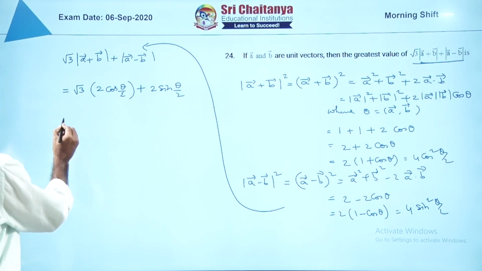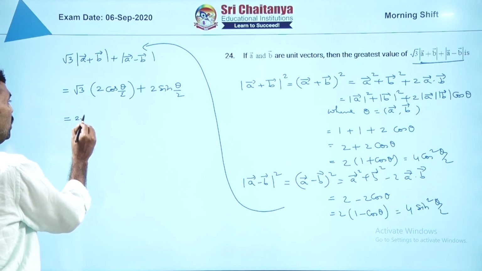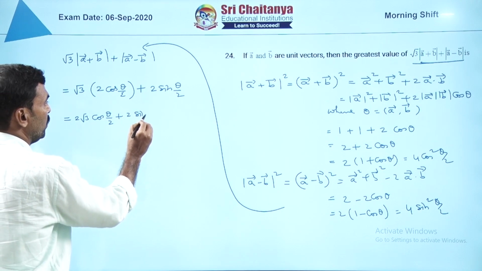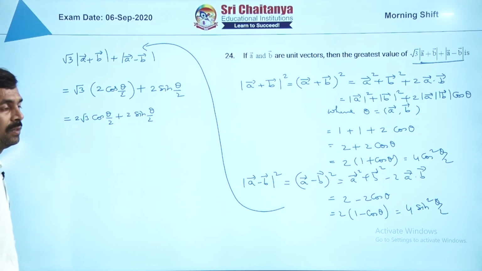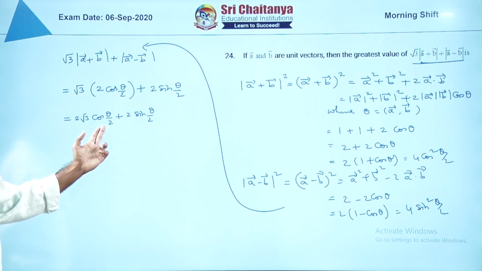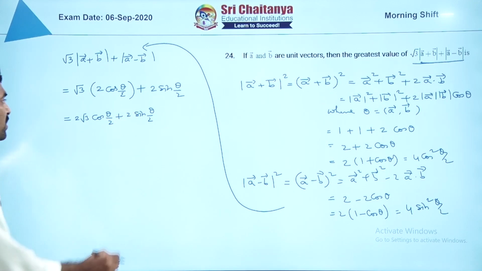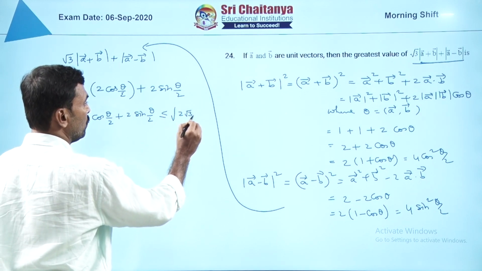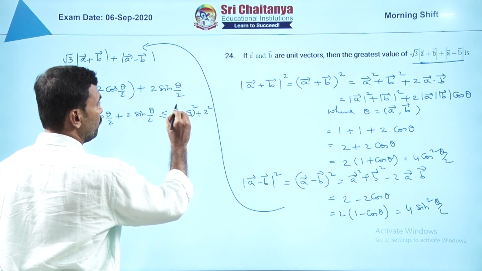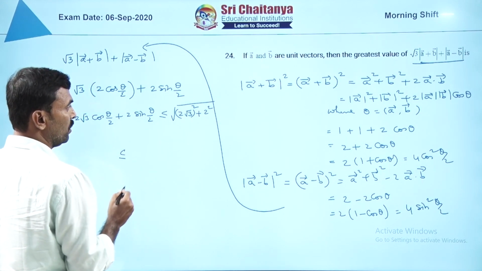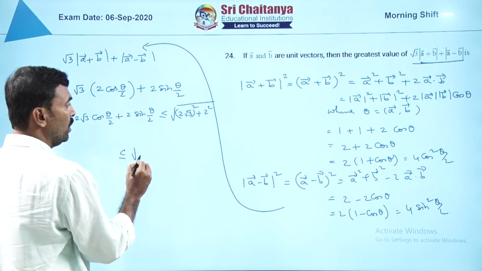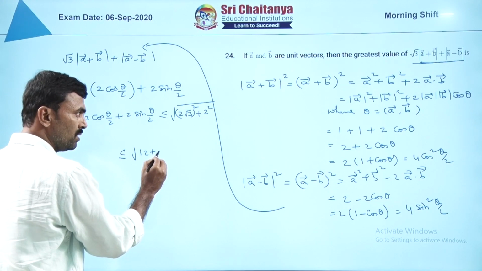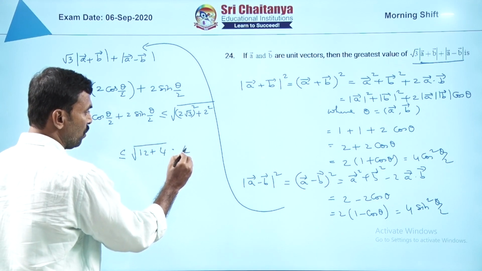So, this is equal to 2 root 3 cos theta by 2 plus 2 times sin theta by 2. This is of the form a cos theta plus b sin theta, always less than or equal to root over a square plus b square. So, 2 root 3 whole square plus 2 square, which is less than or equal to root over 4 3s are 12 plus 4, 16, that is 4.